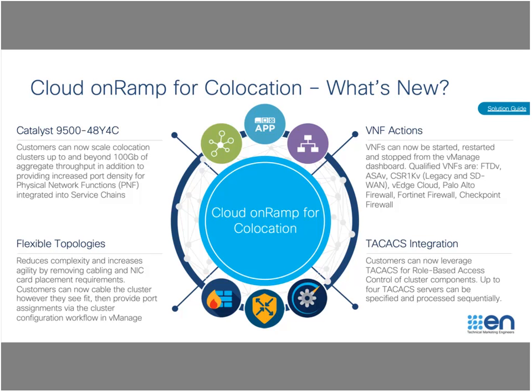The enhancements with 20.3, basically we're getting 9500. Again, if you want to know more about the solution, go check out that Cisco Live session. But the enhancements coming with 20.3 is we're actually getting some new hardware support for the Catalyst 9500 48Y4C. This is going to give us 100 gigabit aggregate throughput for the solution. So for those customers that need super high throughput for east-west traffic movement or traffic going into the cloud or whatnot, that Catalyst is going to provide that for us.